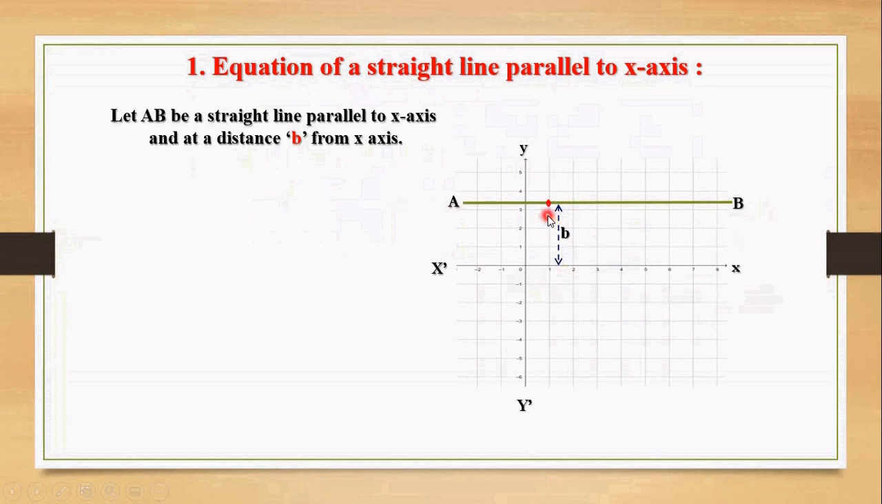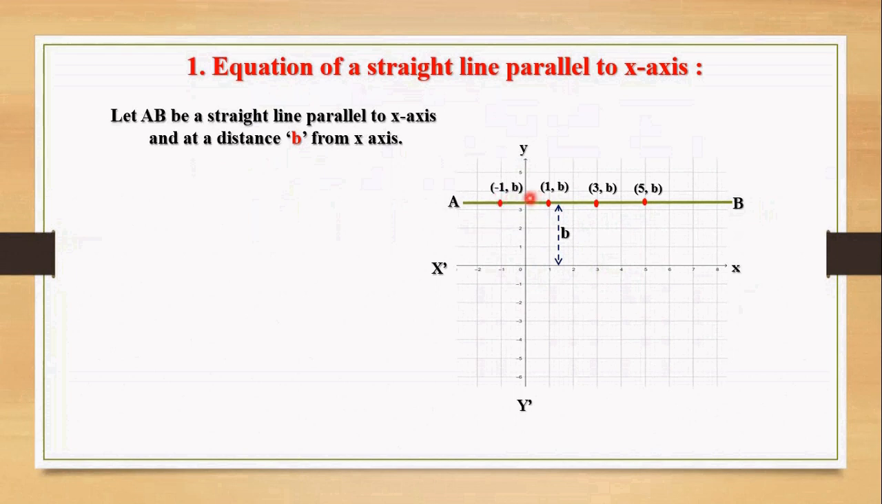Look students, here appears a point on the line AB. This point is on the line. Now let's write its coordinate. Its coordinate is (1, b), and another point on the line, its coordinate is (3, b). One more point, it is (5, b). And let's see one more point in the second quadrant, it is (-1, b).